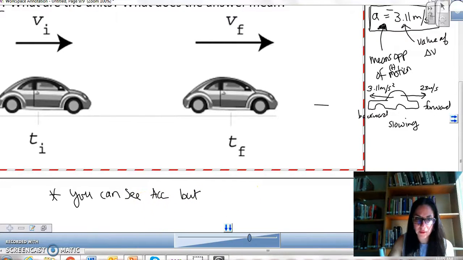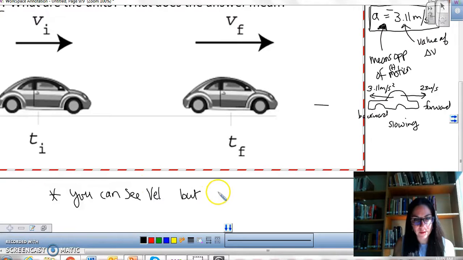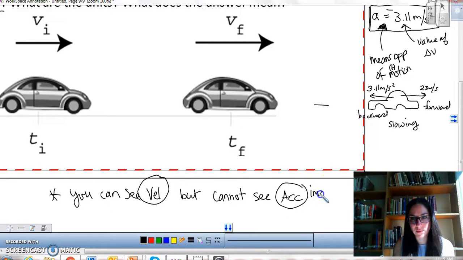Oops, I'm sorry. Velocity, my fault. You can see your velocity, but cannot see acceleration. So when it comes to visualizing this, this is what you have to imagine. You don't actually see something pushing you in the opposite direction when you're slowing down, but you have to imagine it.